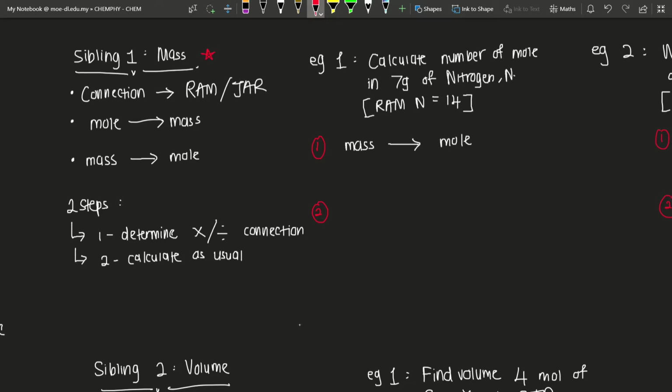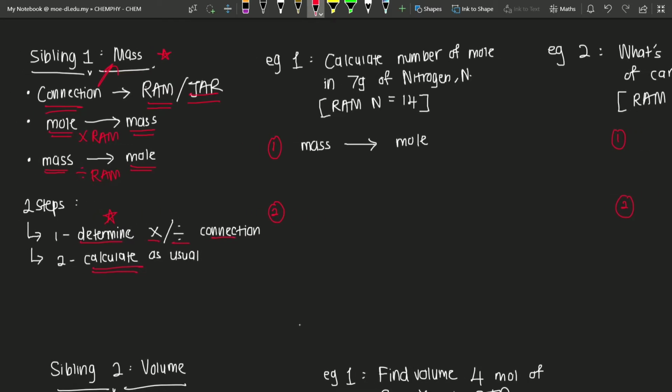So a bit recall, kita punya connection related dengan jisim adalah RAM ataupun JAR. Jangan hafal, soalan akan bagi. If you have mole, you want to convert it to mass, which is mole, convert to any three sibling, you guys will multiply the connection, which is our RAM. If you have mass, you want to convert to mole. Kalau you guys ada tiga sibling, you guys nak dapatkan mole, you will divide the connection, which is in this situation, RAM. Again, step pertama, you guys determine sama ada nak multiply or divide the connection. Second step, you guys will calculate as usual. So, let us take a look at the first example.